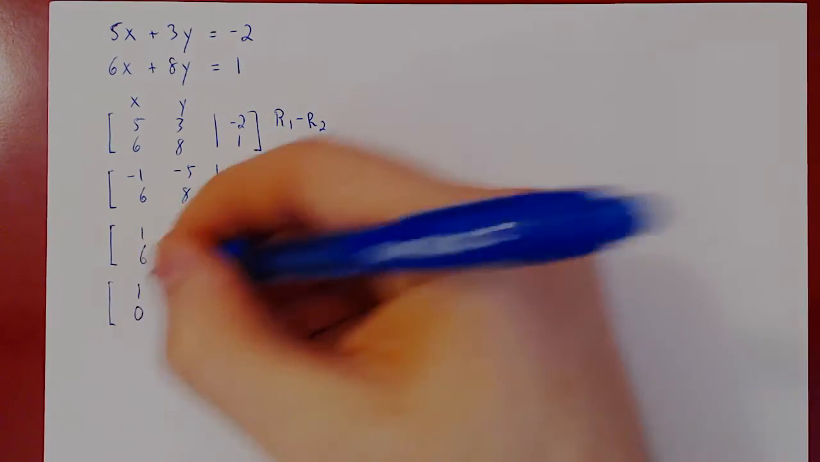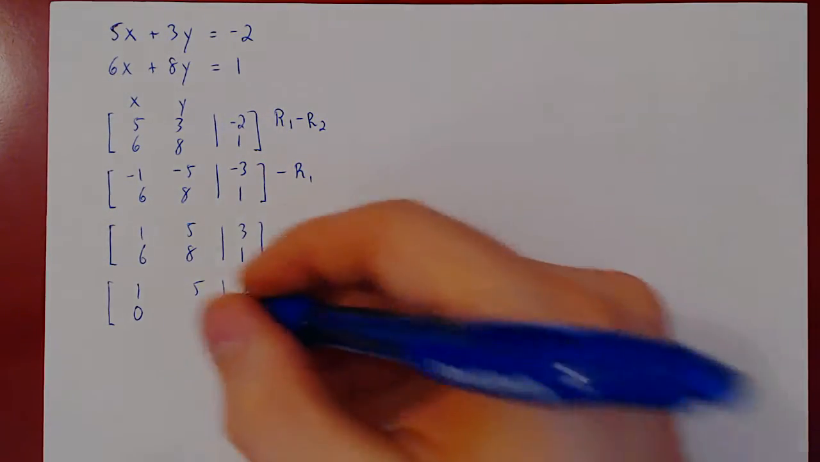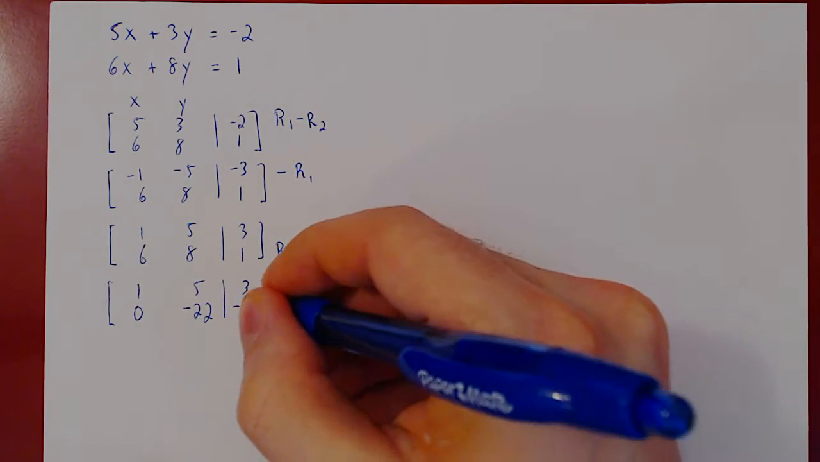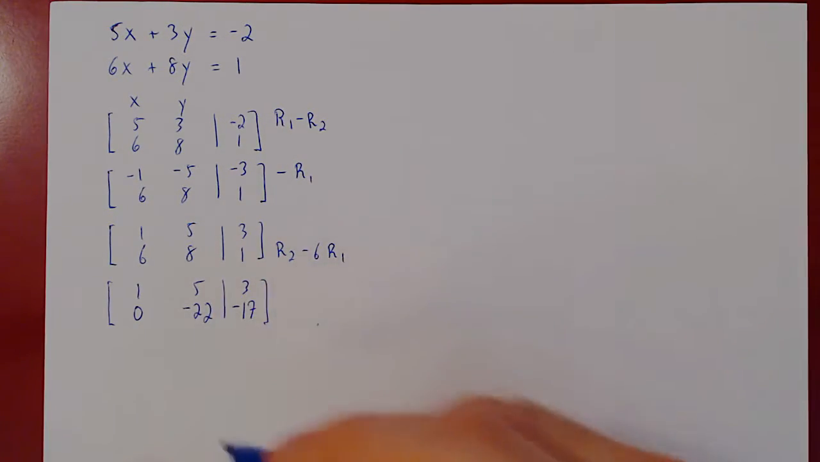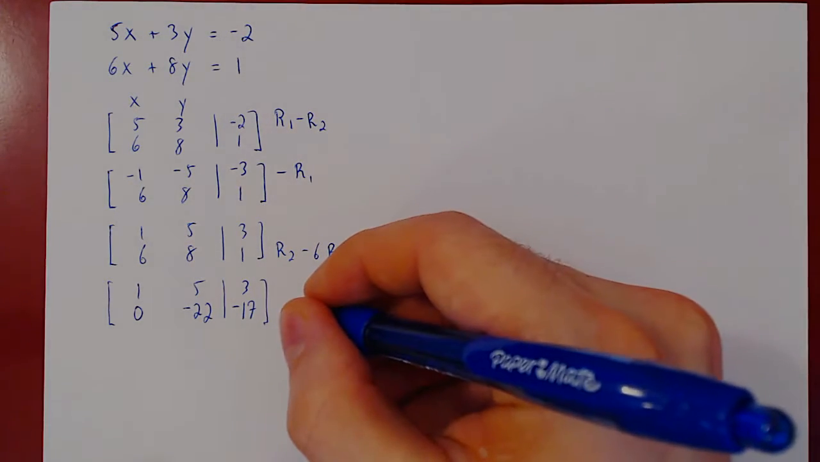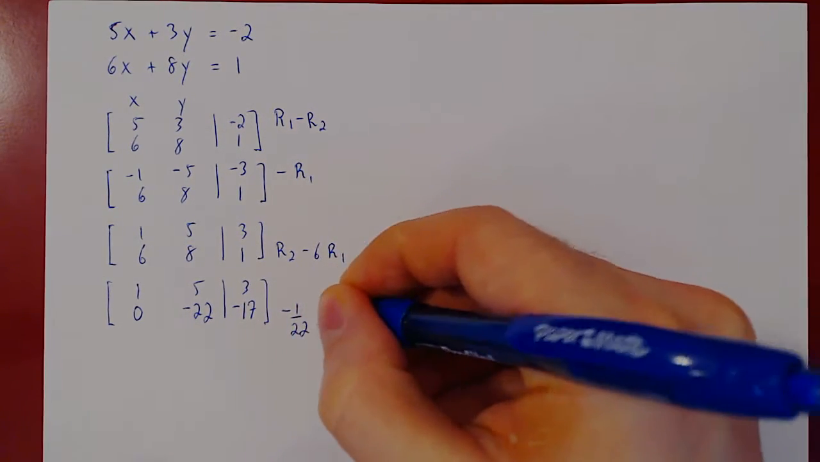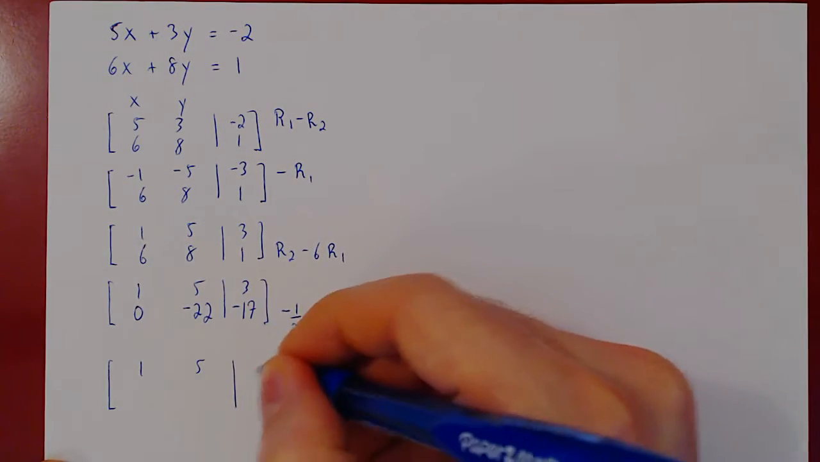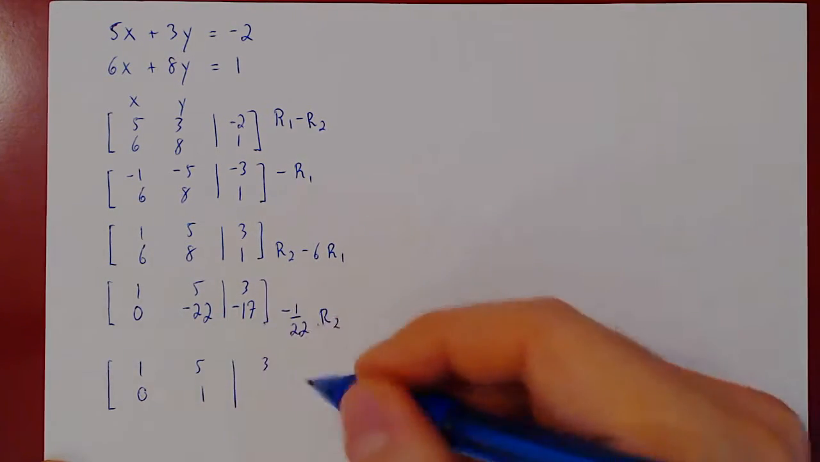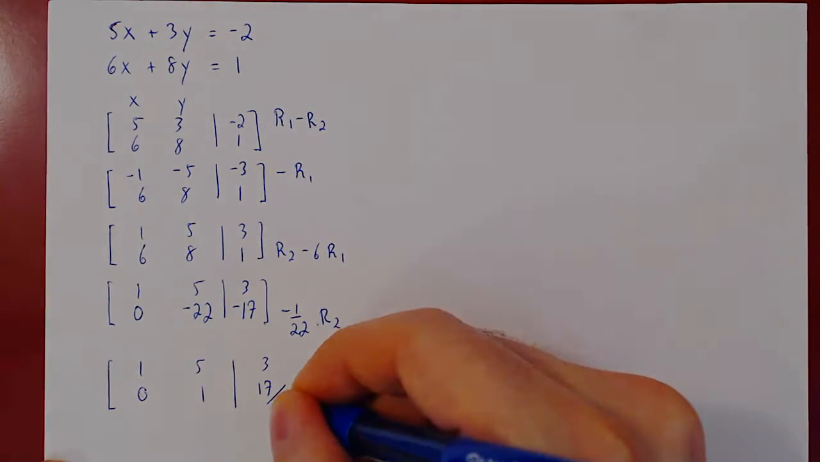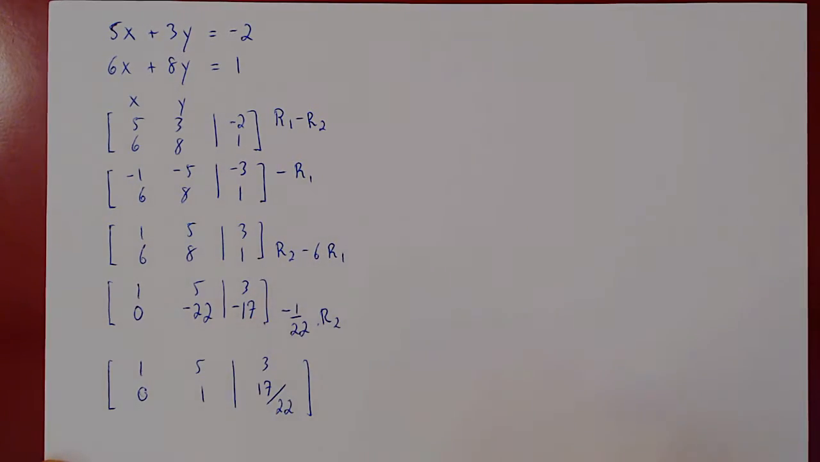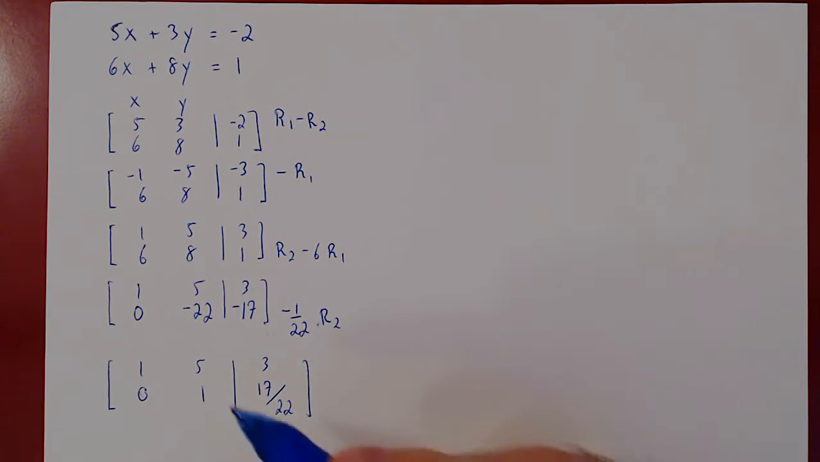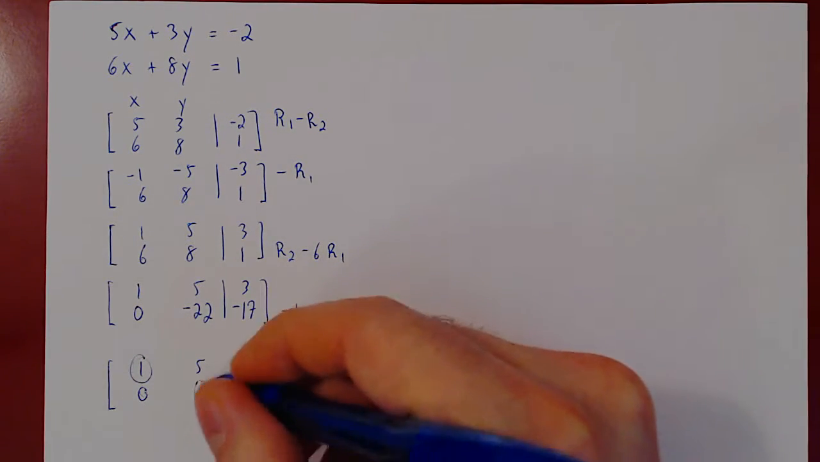6 minus 6 is 0. 8 minus 6 times 5, 8 minus 30, negative 22. 1 minus 6 times 3, 1 minus 18, negative 17. To get our second leading 1, here we have no choice but to introduce fractions. We'll do negative 1 over 22 times row 2. We now have the row echelon form of the matrix, and if you notice, both x and y have a leading 1, and so they are both leading variables. Hence we have a unique solution.